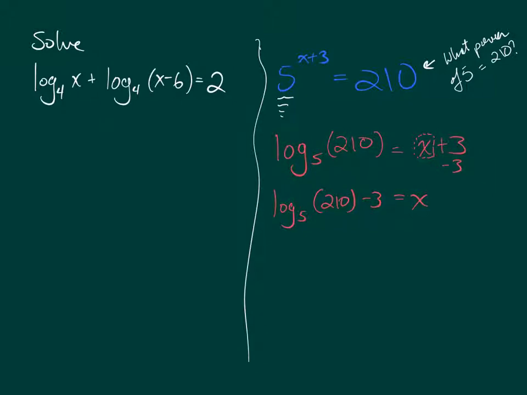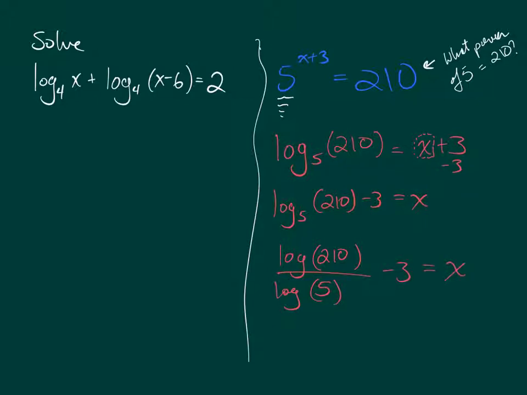So this will be log base 5 of 210 minus 3 equals x. Now in the last example on the last slide, we could just type in natural log because natural log is a button on a calculator. But this we can't do on a calculator. This requires the change of base formula in order to approximate it. So log of the argument over log of the base minus 3 equals x.